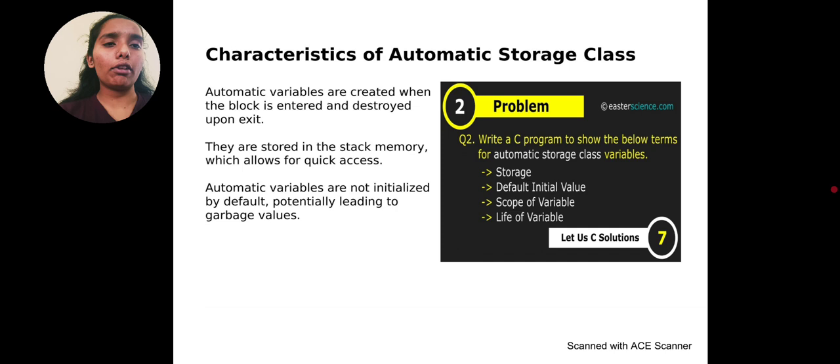The characteristics of the automatic storage class are: automatic variables are created when the block is entered and destroyed upon exit. They are stored in the stack memory, which allows for quick access. Automatic variables are not initialized by default, potentially leading to garbage values. We can see the picture over here. Write a C program showing the below terms for automatic.